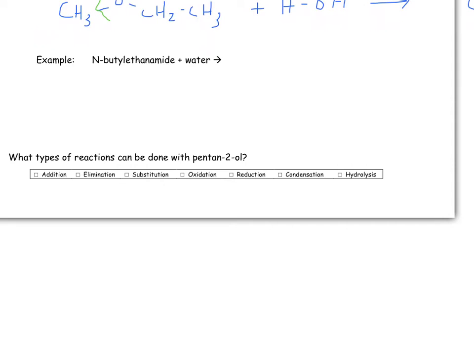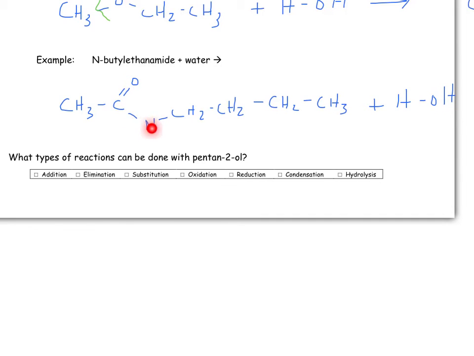For the next example, it does matter which bond you break. Here I have an amide. This is N-butyl ethanamide. If I react that with water, I have two options of bonds to break as well. I could break this CN bond or this CN bond.